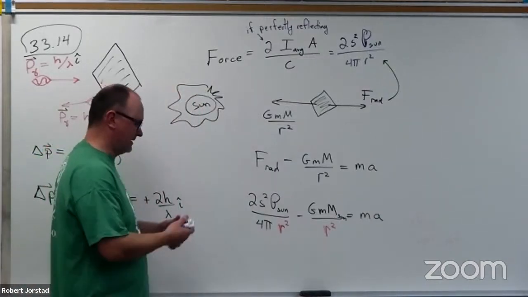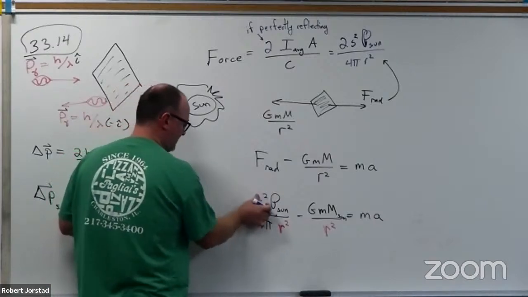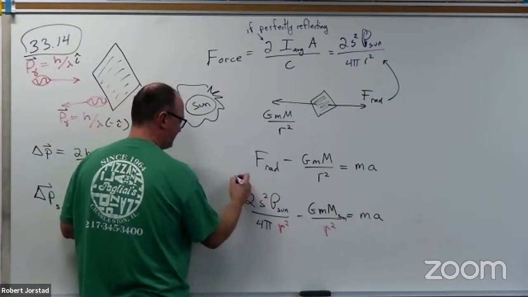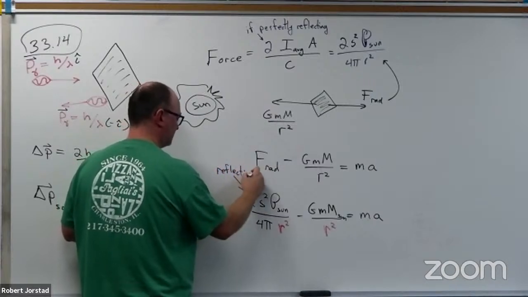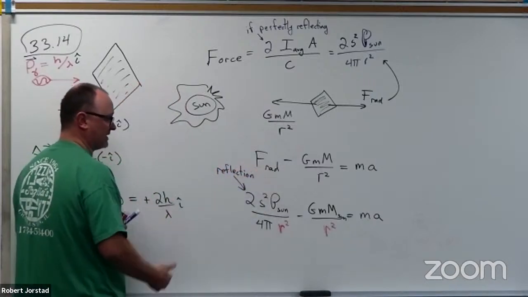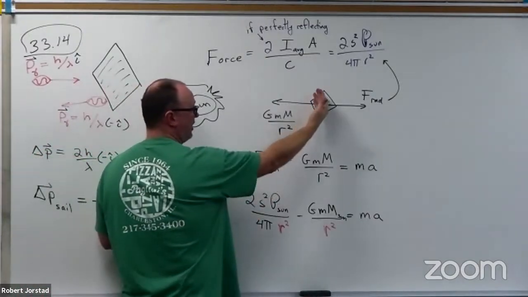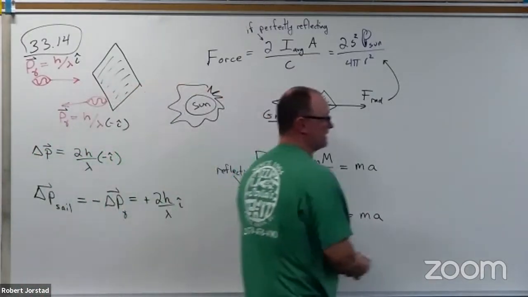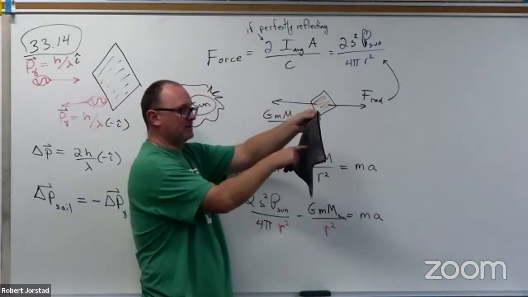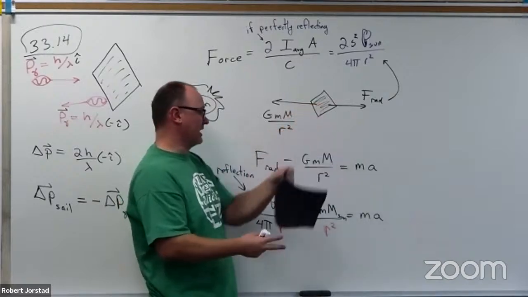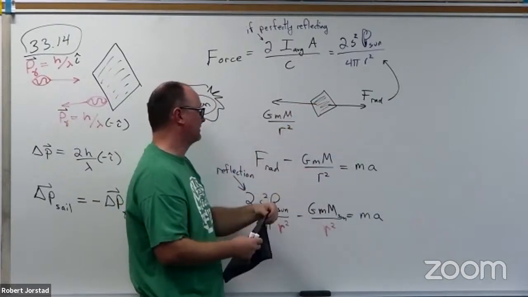Now, the point I keep stressing is, this factor of 2 is for reflective. If it just absorbed the sun, like let's say if you just put a black cloth out here in space, this is not going to reflect the light, it will absorb it. You'll still get some momentum, but you'll get half as much because it's not reflecting the light.